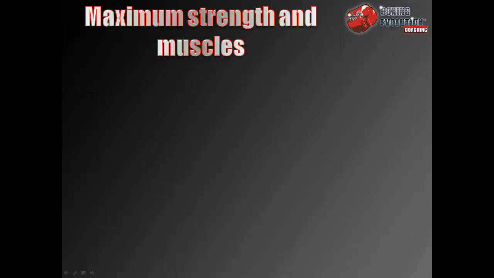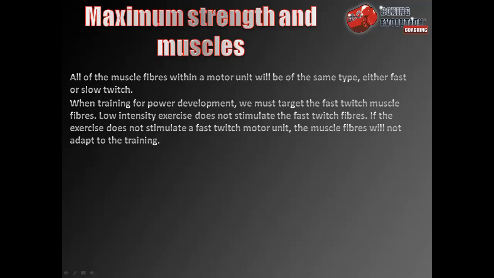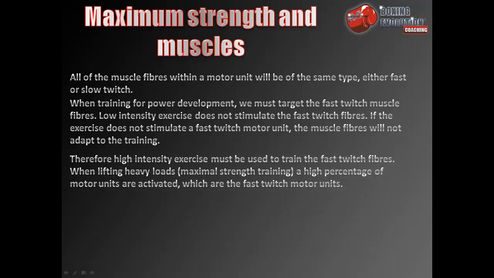Maximum strength and muscles. All of the muscle fibres within a motor unit will be of the same type, either fast or slow twitch. When training for power development, we must target the fast twitch muscle fibres. Low intensity exercise does not stimulate the fast twitch fibres. If the exercise does not stimulate a fast twitch motor unit, the muscle fibres will not adapt to the training. Therefore, high intensity exercise must be used to train the fast twitch fibres.